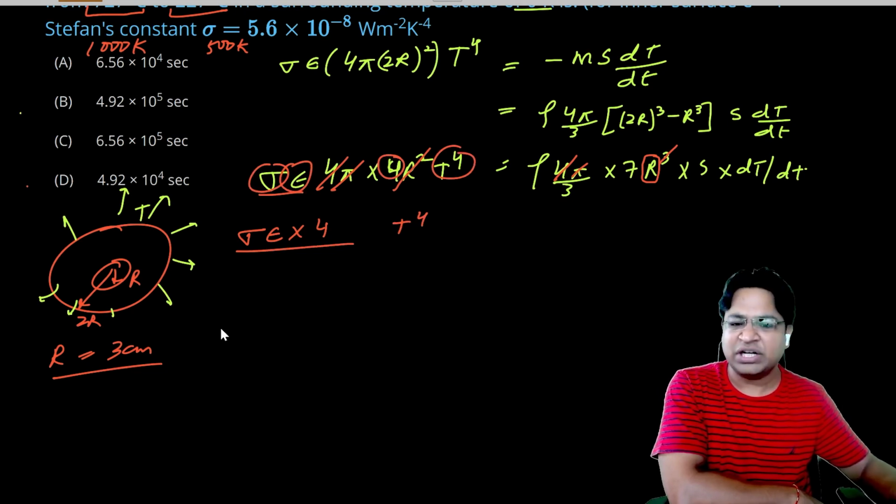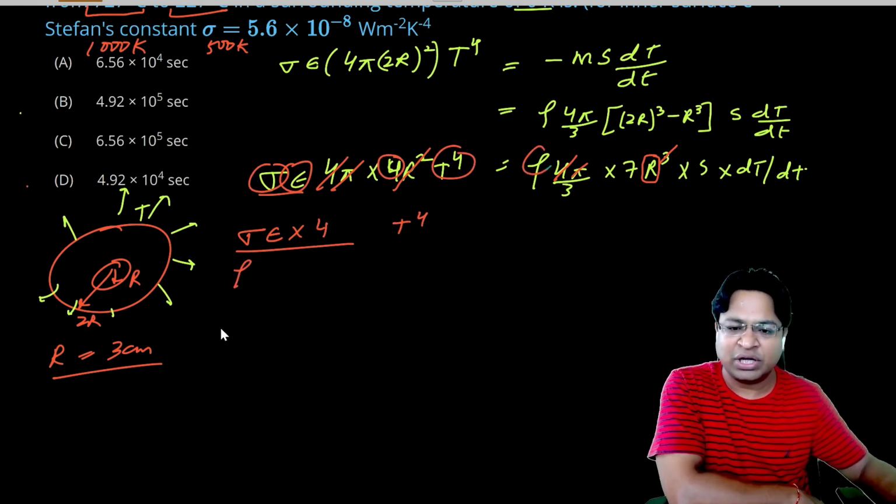So on the left hand side, I've copied down everything. Now rho, I have to copy this 3. This 3 will come in the numerator, so I've taken care of that also. The 7 will come here in the denominator. There is an r also, so r I will keep. There is an s, that's fine. Now we are left with minus dT by dt.